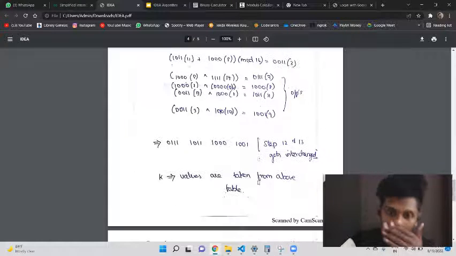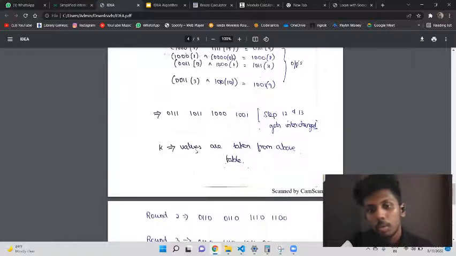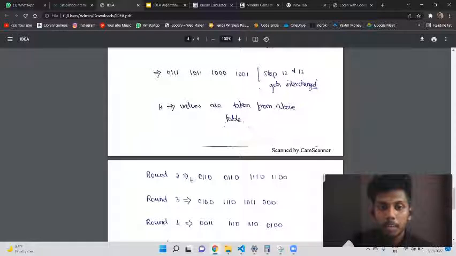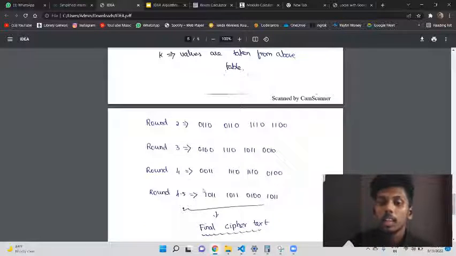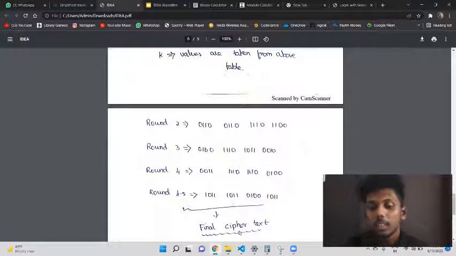that round's output is taken as the X value for the next round. The answer for round 2 is taken as X values for round 3, the output for round 3 is taken as X value for round 4, and round 4 is done for round 4.5, and the final output of round 4.5 is the final ciphertext. These rounds are carried out for each step, like round 2 is for round 3, round 3 is for round 4, like that.